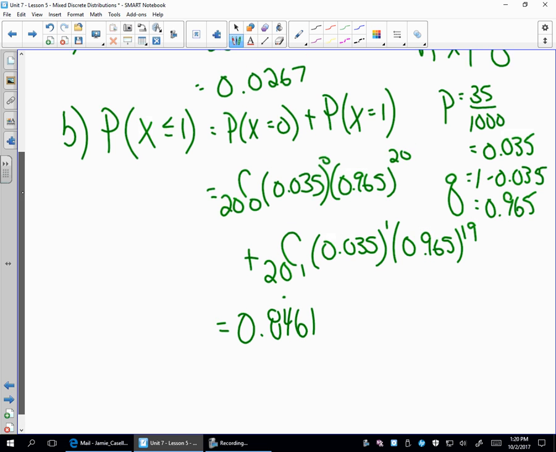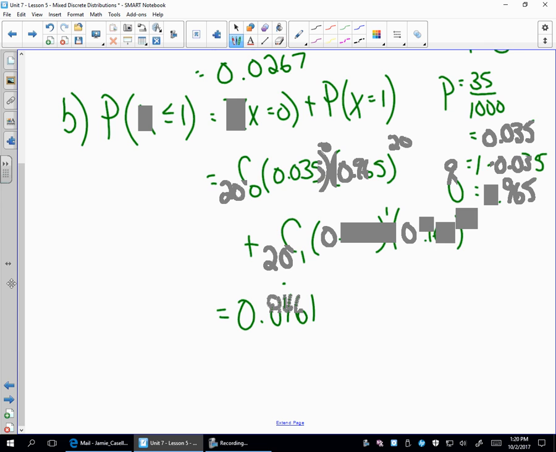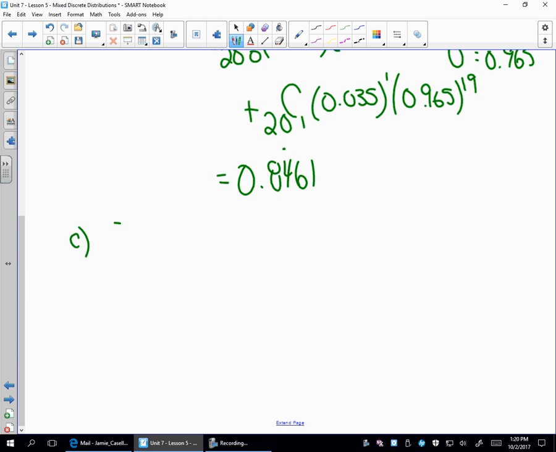And look at part C here. How many defective chips would you expect in the batch? An expected value is just an average, and we know our expected value for binomial is just n times p. How many trials? We picked out 20. And the probability of finding a defective one on any one trial? 0.035.